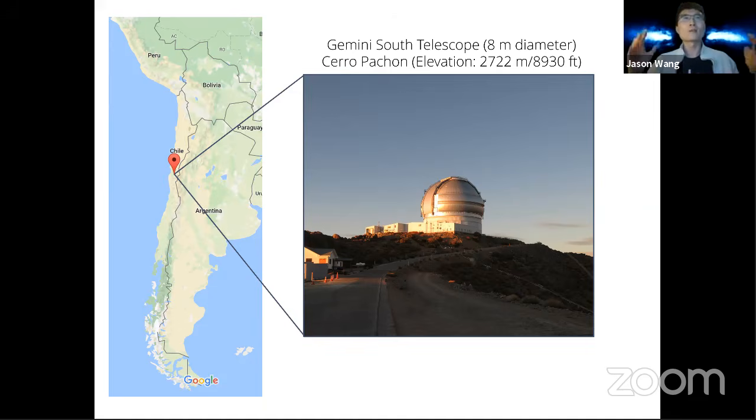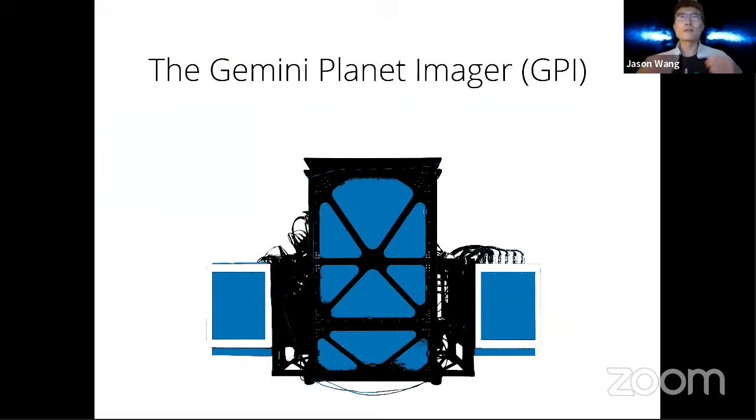So pretty high, pretty respectable. Not the highest telescope in the world, but pretty good for our astronomical purposes. We used an instrument called the Gemini Planet Imager. This is an instrument I've worked on quite a bit as part of my own research.